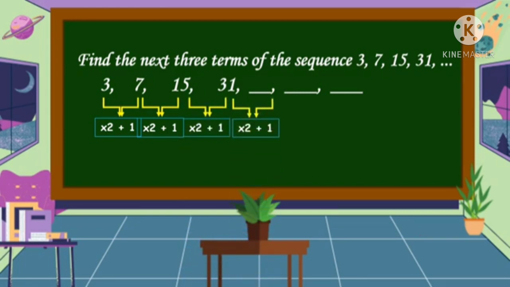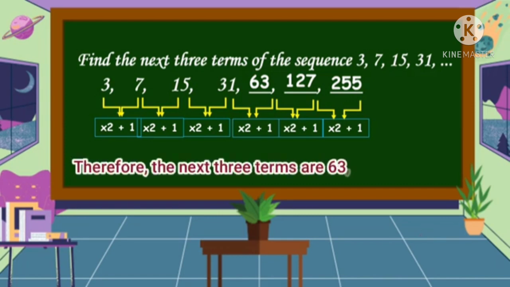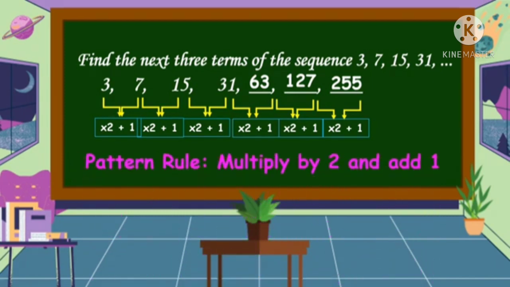31 times 2 is equal to 62 plus 1 is equal to 63. 63 times 2 is equal to 126 plus 1 is equal to 127. Lastly, 127 times 2 is equal to 254 plus 1 is equal to 255. Therefore, the next 3 terms are 63, 127, and 255. The pattern rule: multiply by 2 and add 1.